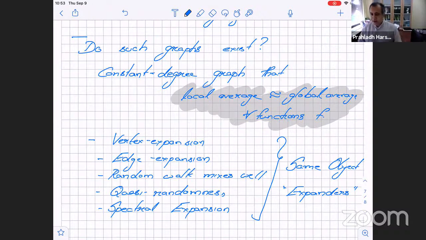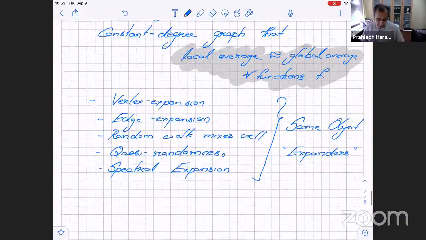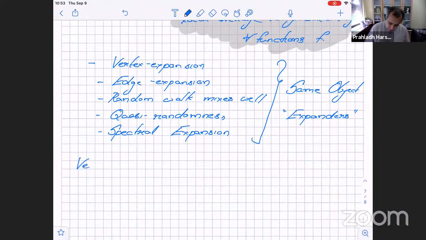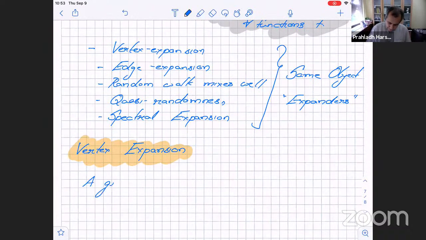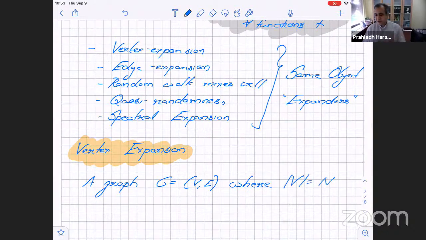What I will do is define this object now, ask three questions, and we'll attempt to answer these questions in the next one. So we're going to take the first approach. We're going to talk about vertex expansion. So let's say a graph G equals (V, E), where the size of V is n. This is the reason why I shifted from m to n in the previous part, because I always want to call the number of vertices in a graph n. It's unholy to call the number of vertices m.